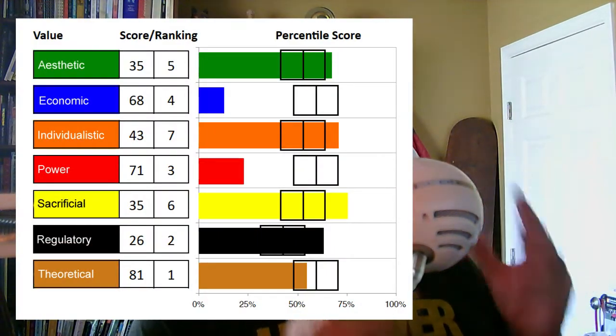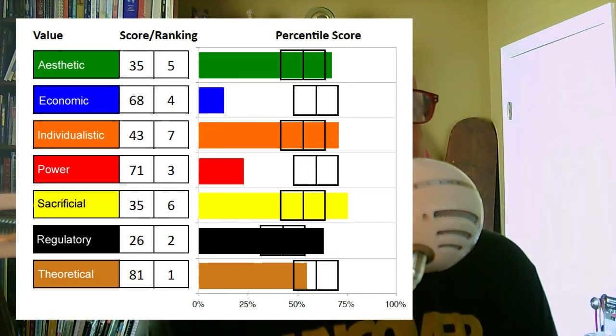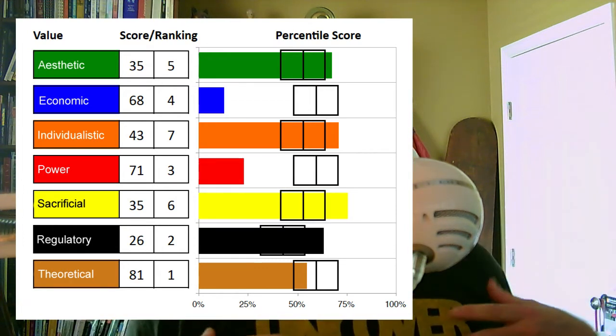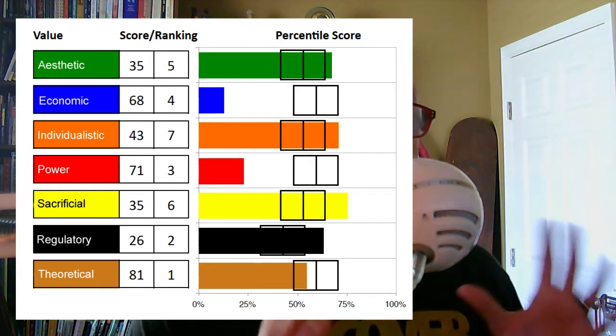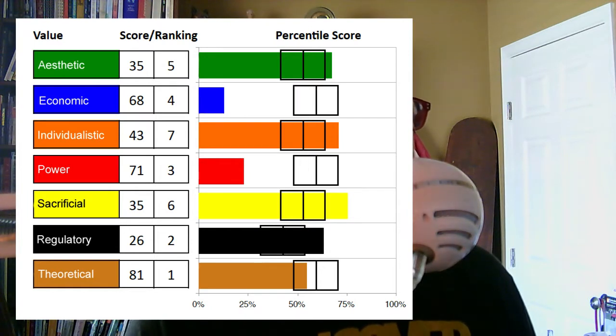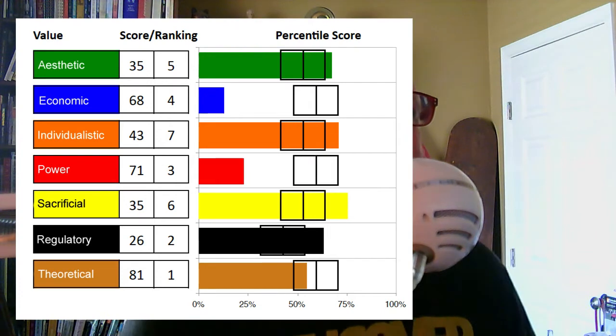All right. Now, let's get out of here. I want to look at the value framework to go along with annoying cricket. And this was the value framework of the person I spoke to today. Now, these are the seven value elements: aesthetic, economic, individualistic, power, sacrificial, regulatory, theoretical. And these are our passions, and we rank them. The rankings are off. I didn't change them. I didn't have time because I was doing this right up to the last minute. So don't look at the score and don't look at the ranking on these. They're wrong. We want you just to look at the bars.